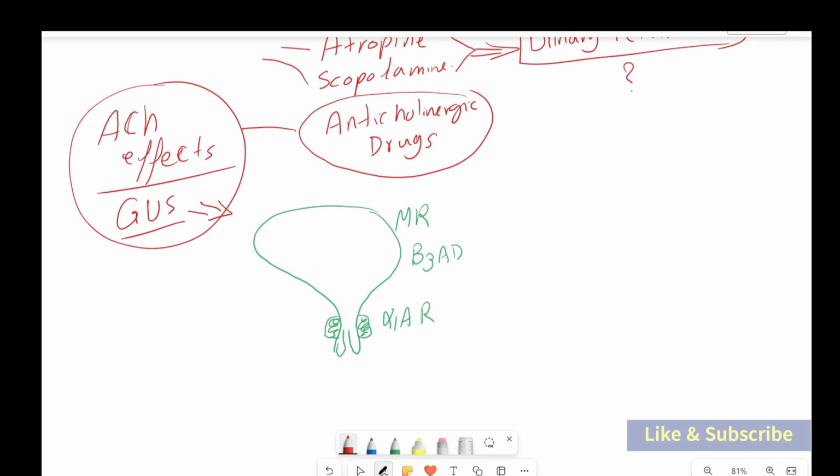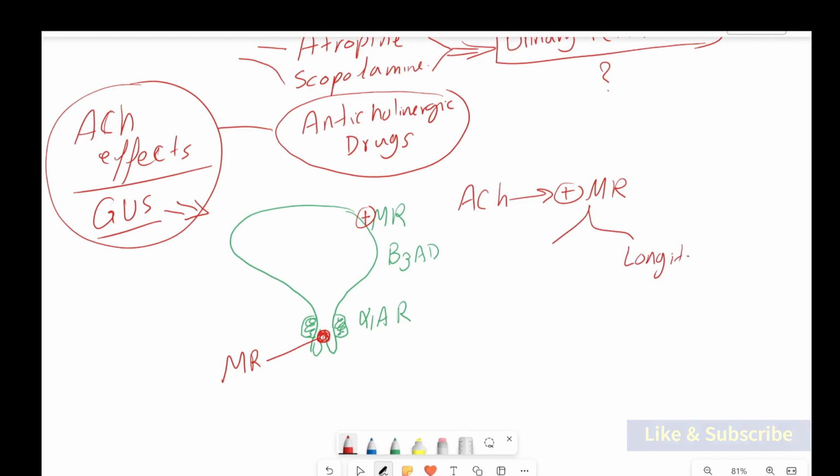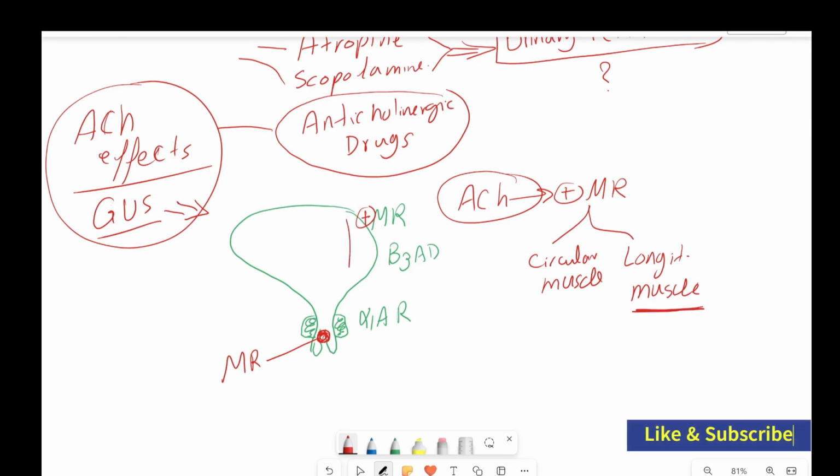If you give acetylcholine, it will stimulate the muscarinic receptor. At the same time, we have two sphincters, inner and external, and we have muscarinic receptors in the bladder. The muscarinic receptors are available on the longitudinal muscles and on the circular muscle. So acetylcholine stimulates muscarinic receptors in both. When you stimulate muscarinic receptors on the longitudinal muscle, the result will be contraction.